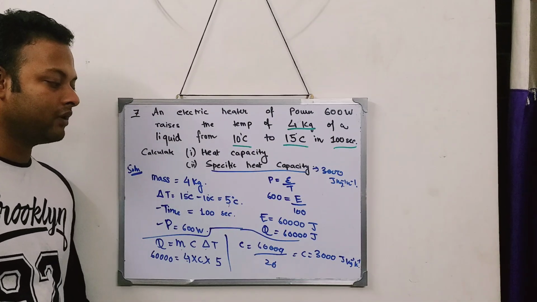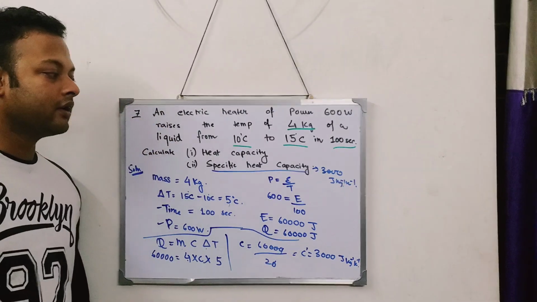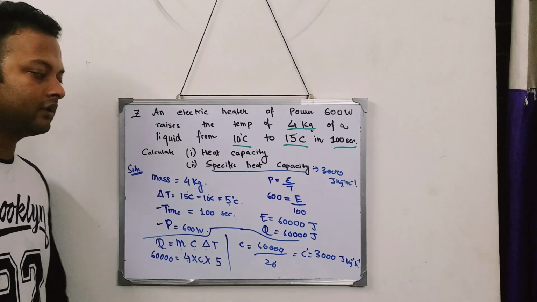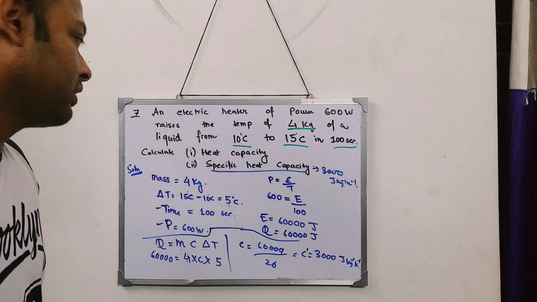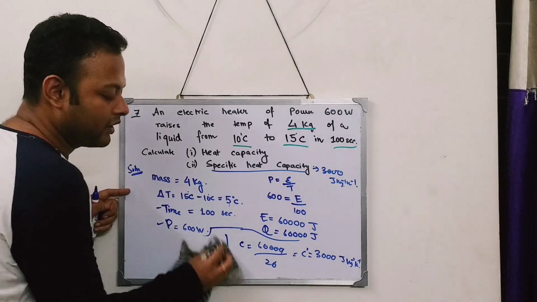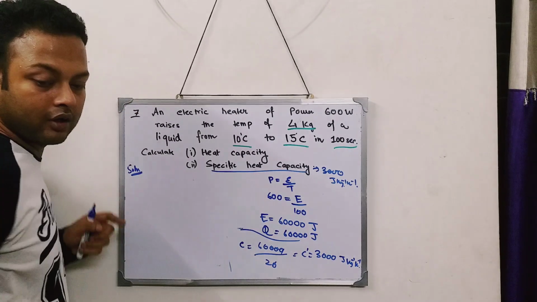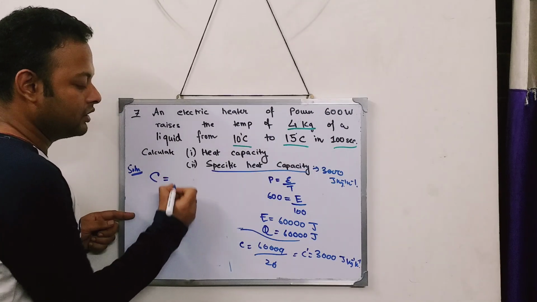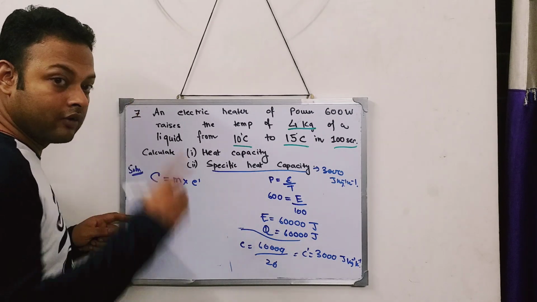Now once we got the value of specific capacity, actually I should write over here C dash. Now I have to get the value of heat capacity, which I can easily find. Just multiply this by the mass, you will get the answer. Heat capacity, which is represented by capital C, is equal to mass into specific capacity, which I have taught you in the first sum.